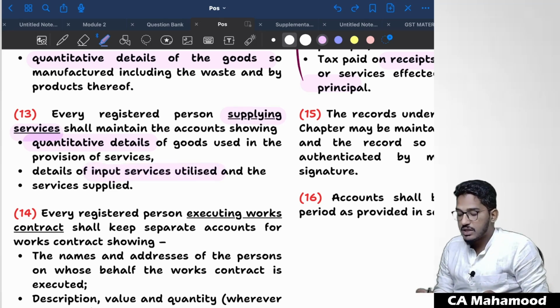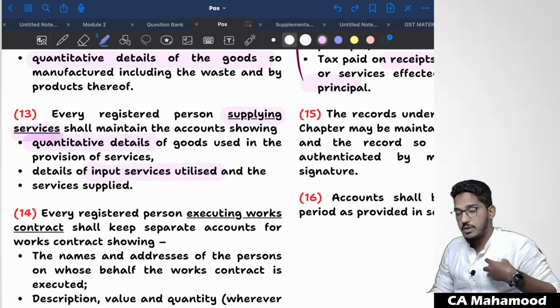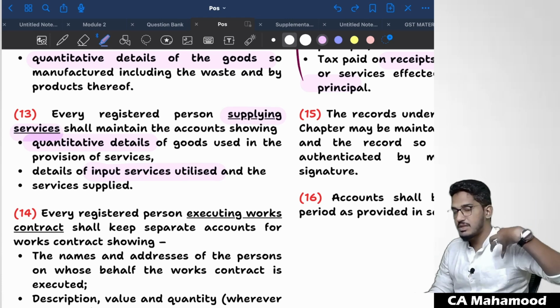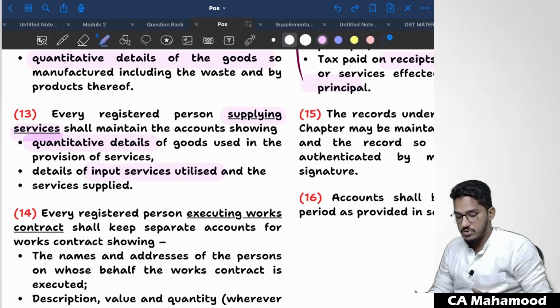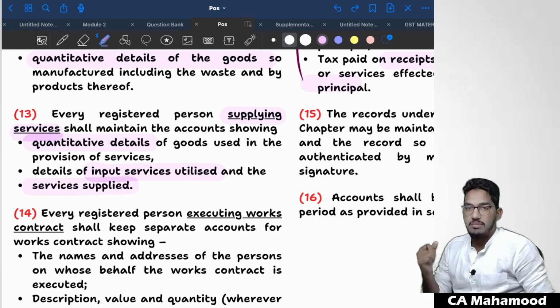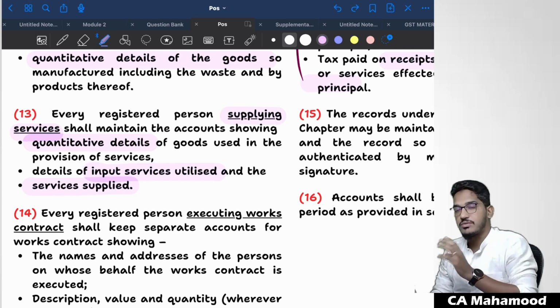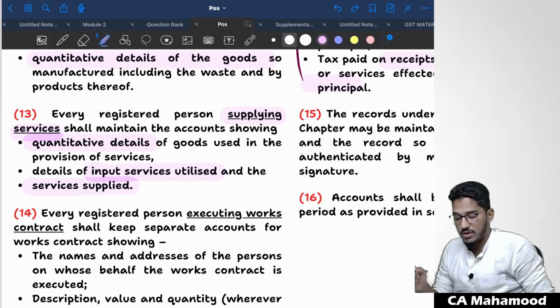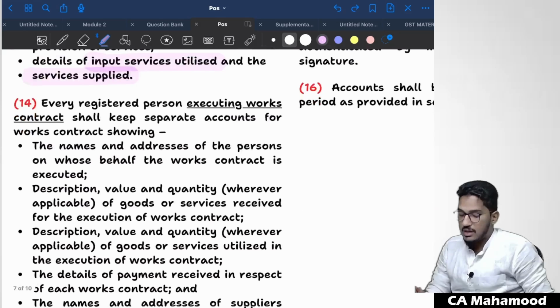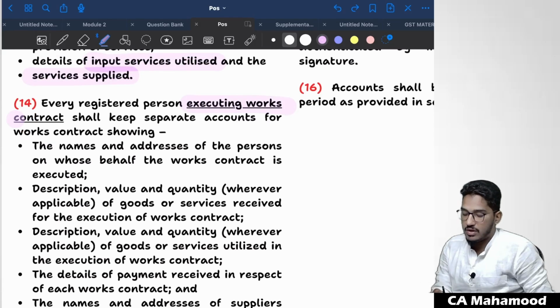And details of input services utilized. For providing my output services, I might have received some input services. Record of those input services, and what output services you have supplied, this you have to maintain if you are a registered person engaged in supplying of services. Similarly, if you are executing works contract.